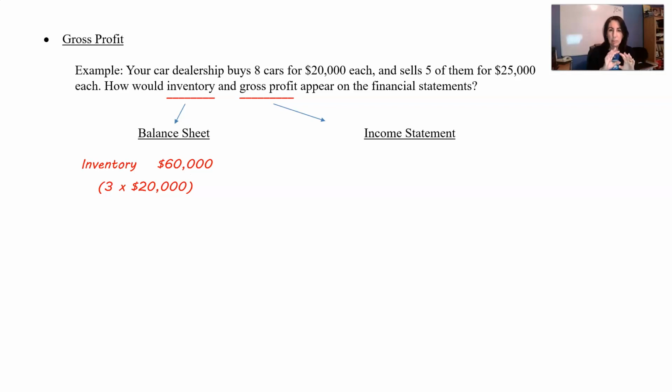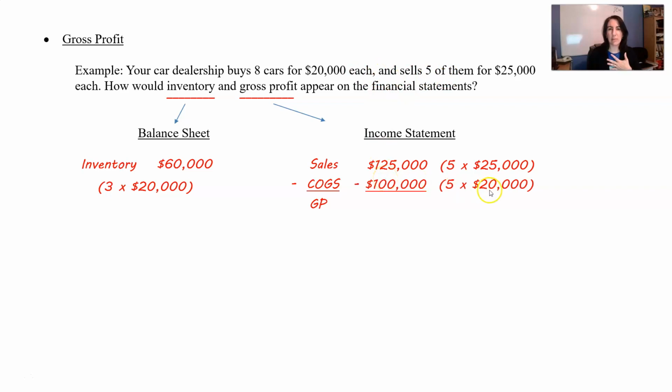Now we have to account for the ones that we did sell. So this here's our beginning, right? Sales minus cost of goods sold gives you gross profit. Well, the sales price, we sold 5 of them for $25,000. And we have our cost of goods sold. We sold 5 of them, and our cost was $20,000 for each one of those cars. That makes our gross profit $25,000, right?